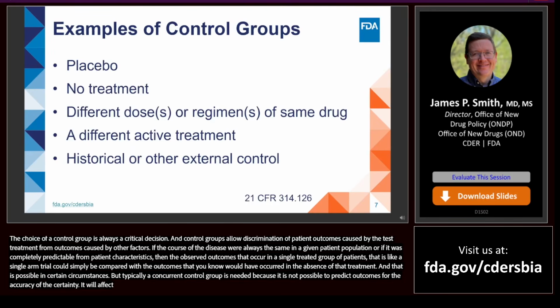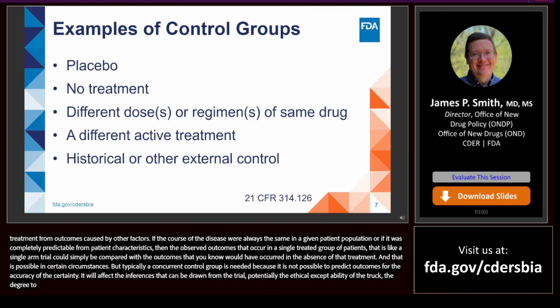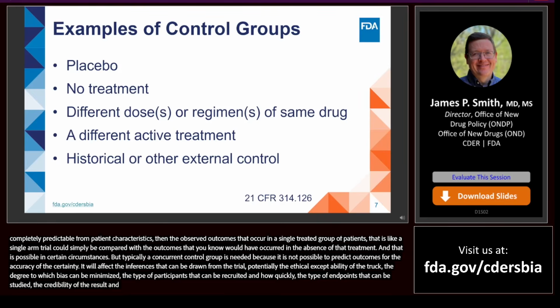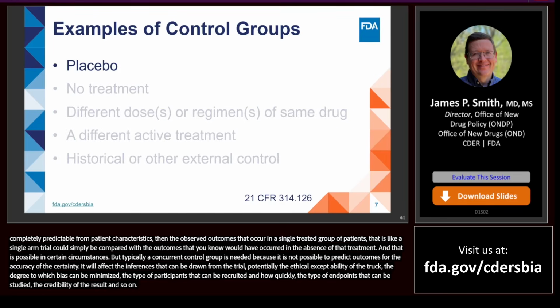So here are the 5 types of controls that are generally recognized in adequate and well-controlled investigations and are mentioned in the regulation that I cited. The first 4 are usually concurrent controls. That is, the control group and the test group are chosen from the same population and treated as part of the same trial. So the first, which I'm sure you've heard of, is the placebo control. In a placebo-controlled trial, participants are randomly assigned to the test treatment or to an identical appearing treatment that does not contain the test drug.